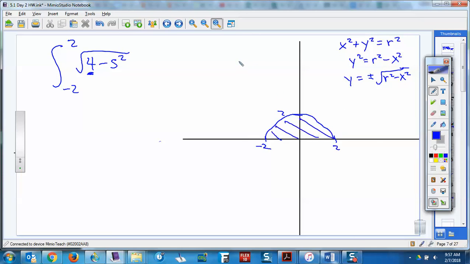Well, that's just pi r squared. So pi times 2 squared is 4 pi, but it's only half a circle, so we divide by 2. That's going to be 2 pi. And we just do that with simple geometry, right? But first we have to recognize that it makes a half circle. So, drawing the picture.